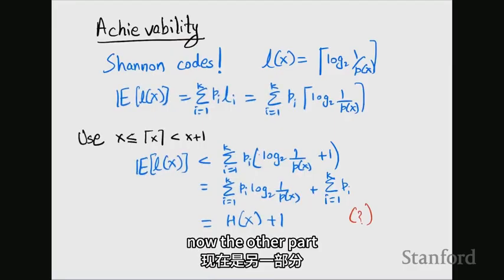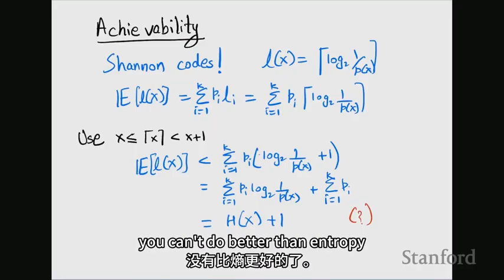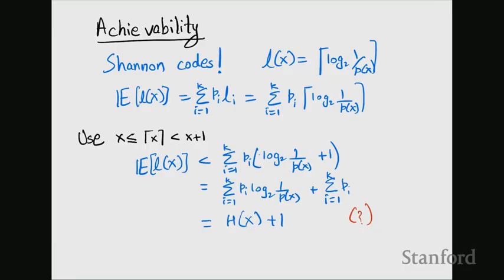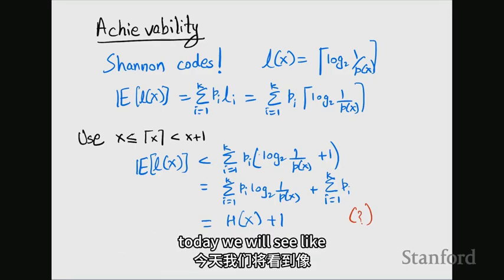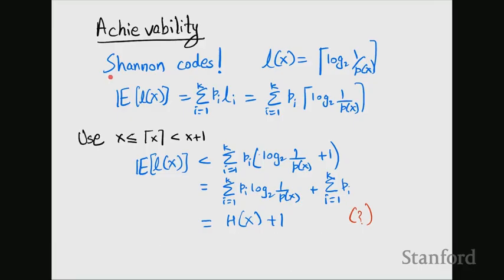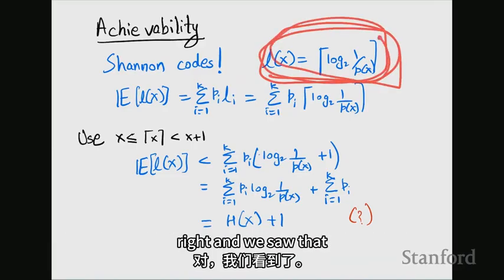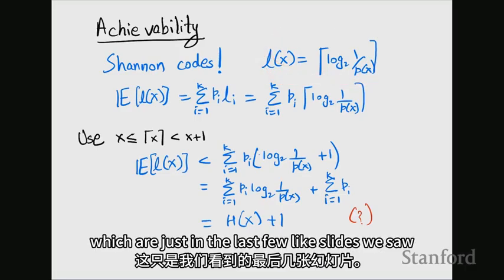Now the other part. We said that not only can you not do better than entropy, but you can do as good as entropy. So this is the topic of discussion for the next several lectures. Today we will see the start of the discussion. We already saw Shannon codes, which achieve this length, and we saw that if you achieve these lengths, log 1 by px, you are going to be very close to entropy. Just in the last few slides we saw.